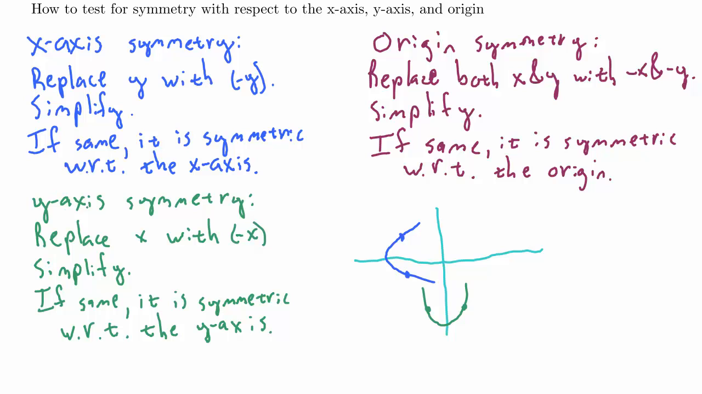The same thing with the y-axis symmetry along this. If this x here goes to the other side, it's an opposite sign. That's why I can replace x with negative x. And that's why whenever you simplify it, it remains the same equation.